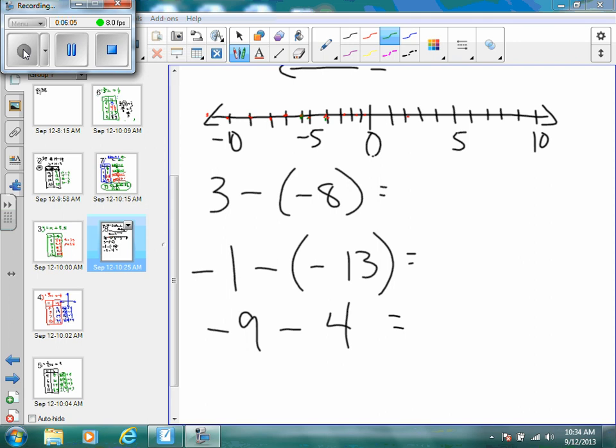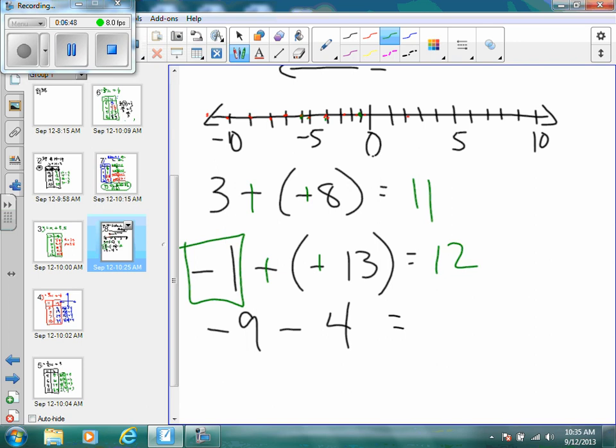3 minus -8, we said is just like adding. So if you go ahead and just make those addition, now it's a 3 plus 8. 3 plus 8 is 11. Now again here, -1 minus a -13. Now, do I make the first negative a positive? No, that's my starting point. I leave that alone. It's protected. But I can make those positive. So a -1 and 13 places to the right puts me at positive 12.